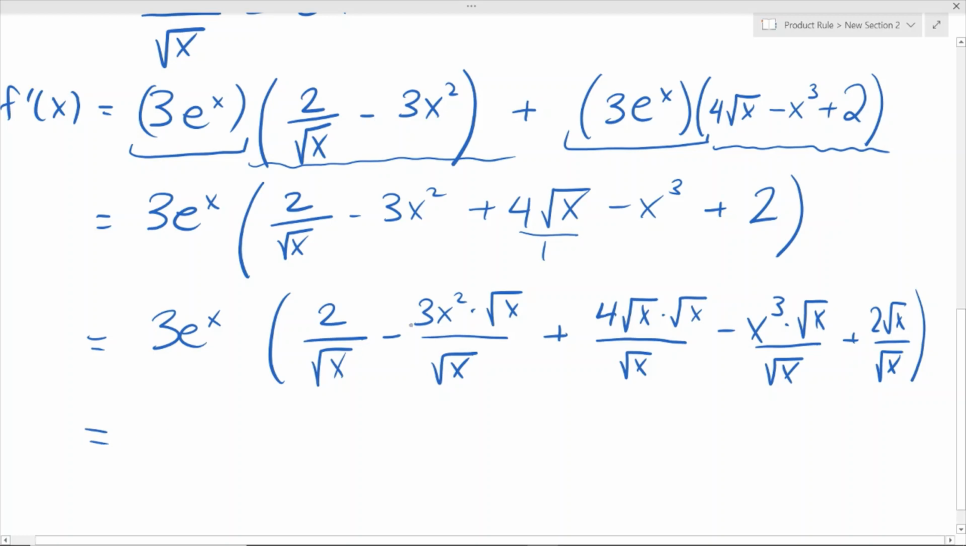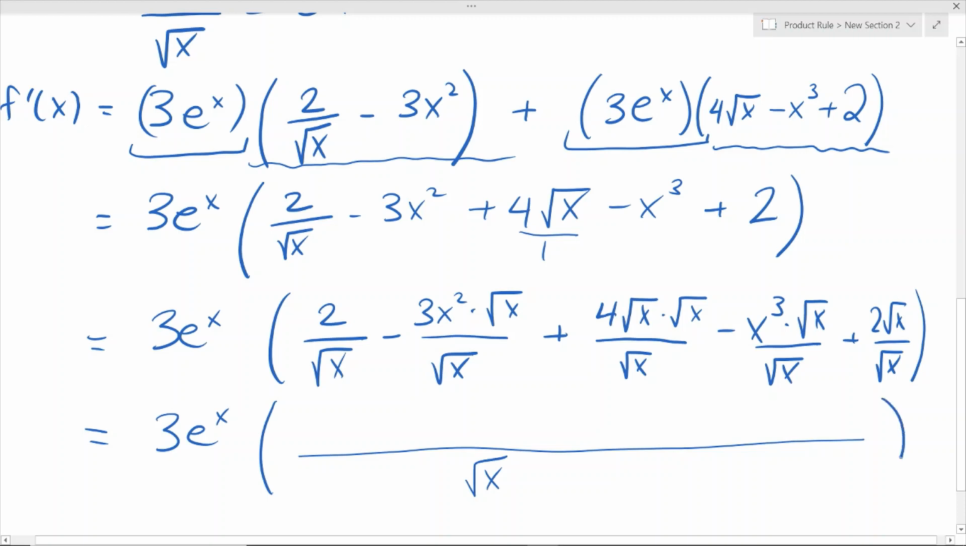Continue simplifying it. So here it's 3 times e to the exponent of x, and this is all with the denominator of square root x. Okay? And then this is 2, right? 2, we didn't actually change this because it already had a denominator of square root x. Here we multiply by square root x in the numerator and the denominator, so square root x here in the numerator and in the denominator. Yeah, we did it for all of these.